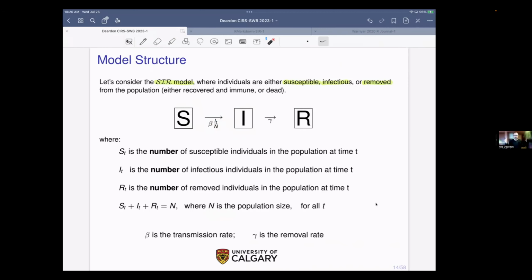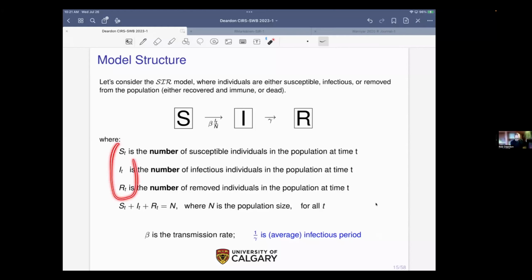Now, if we're unfortunate enough to be infected, under this model, we immediately become infectious. So we can start passing on the disease as soon as we're infected. And then at some point, we enter this removed state R, right? And that occurs according to some removal rate, this gamma down here, which also determines the infectious period. So often we think of that in terms of 1 over gamma, which actually gives you the average infectious period, okay?